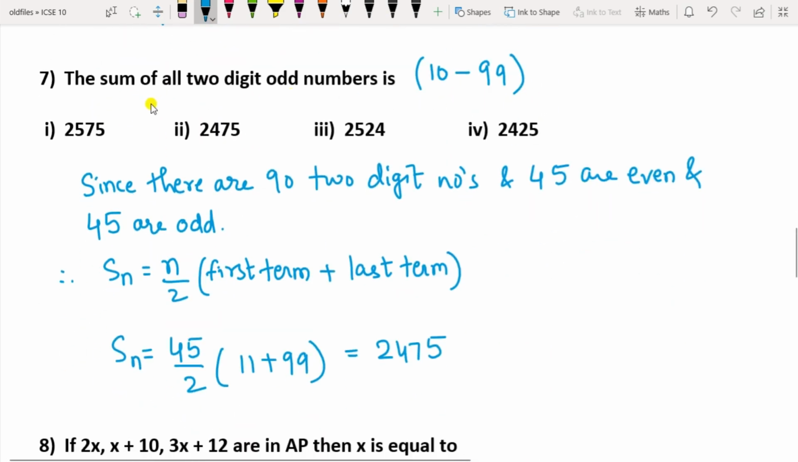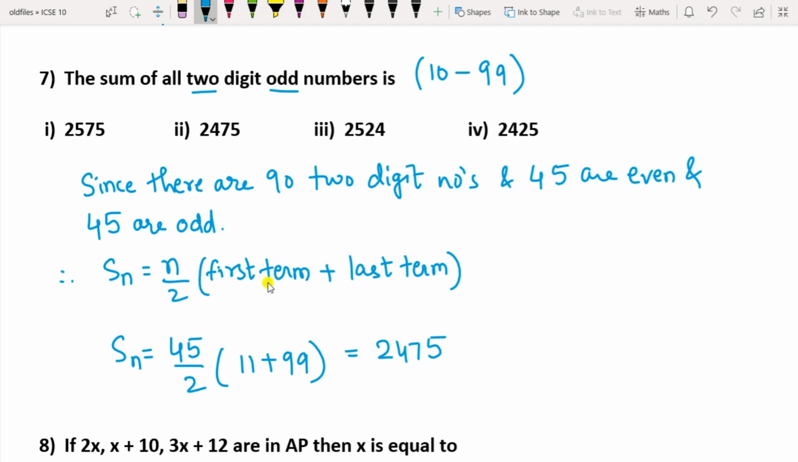The sum of all 2-digit odd numbers is. 2-digit starts from 10 to 99, and it is also odd. Since there are a total of 90 2-digit numbers, in which 45 are even and 45 are odd, therefore we will consider this 45 now, because we are finding the sum of odd numbers. So Sn is equal to n by 2, first term plus last term.